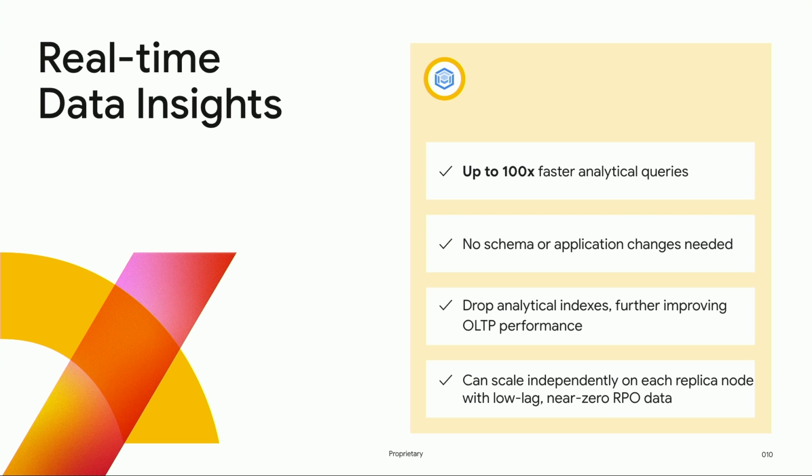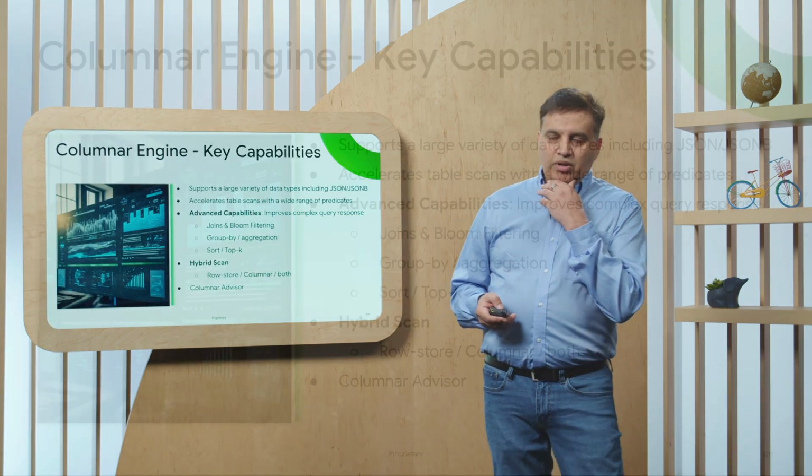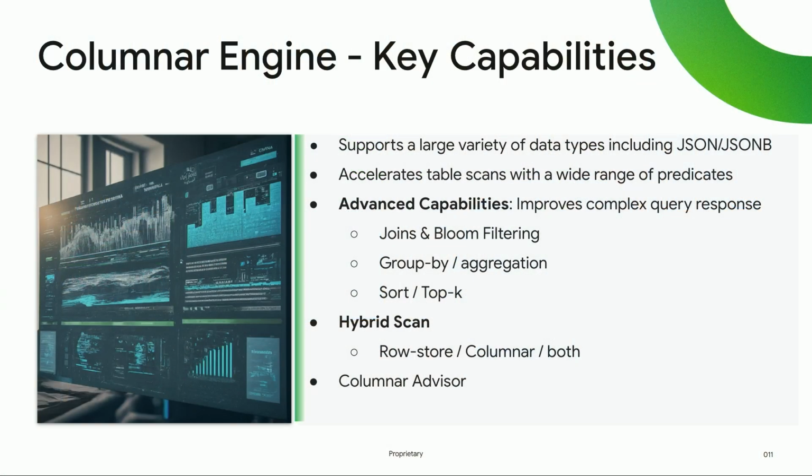AlloyDB has the concept of replica nodes for horizontal scale. So you can either turn on the columnar engine on the primary or any of the reader replicas for scale purposes. Okay. What are the features of the columnar engine? It supports a large variety of data types, including JSON and JSONB.